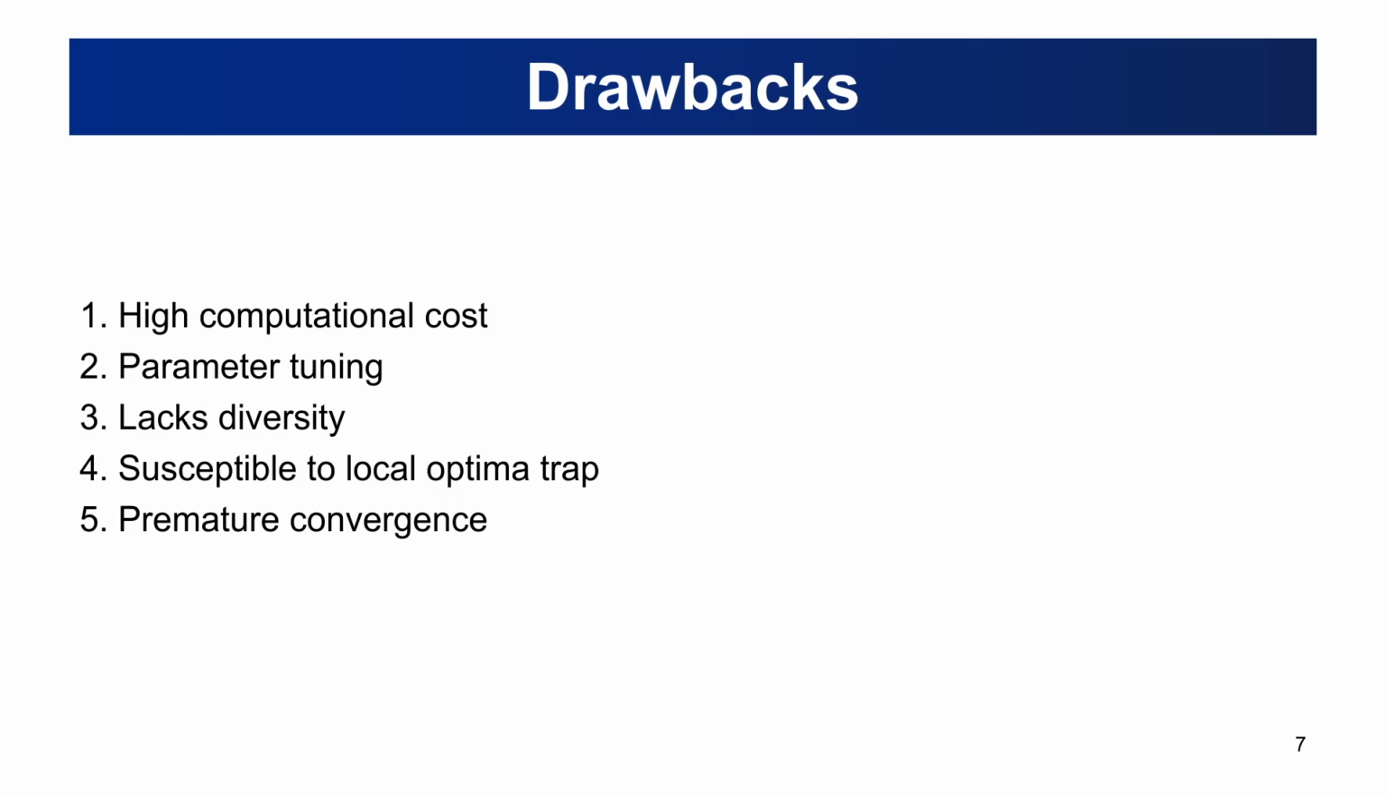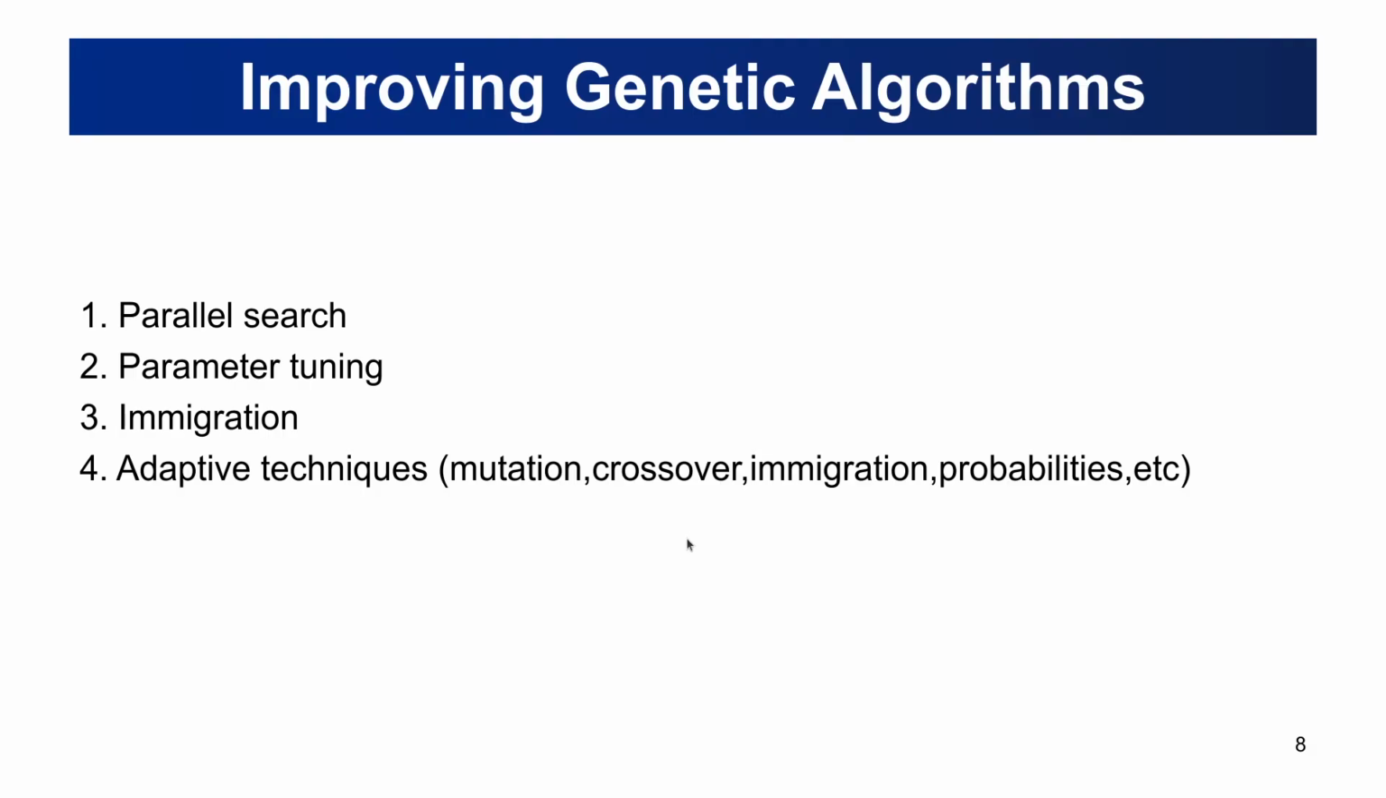Now, there are ways to handle this. There are those that use the strategy of parallel search to try and do a deep search. There are also those that tune the parameters. There are those that will use immigration. You also have those that use adaptive techniques on mutation, crossover, immigration. Maybe they also use probability based approaches. So these are things you can use to improve.